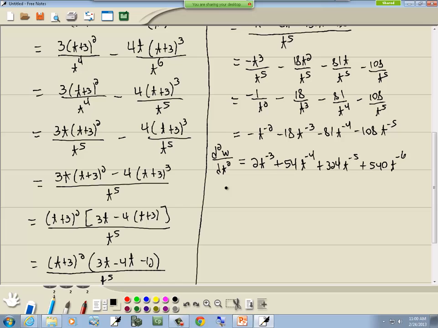Which would give us 2 over t to the third plus 54 over t to the fourth plus 324 over t to the fifth plus 540 over t to the sixth.